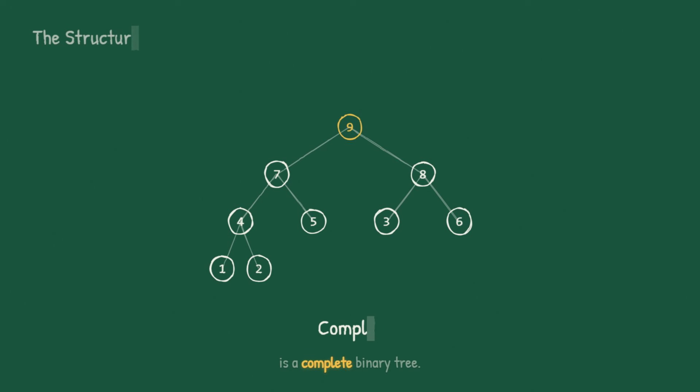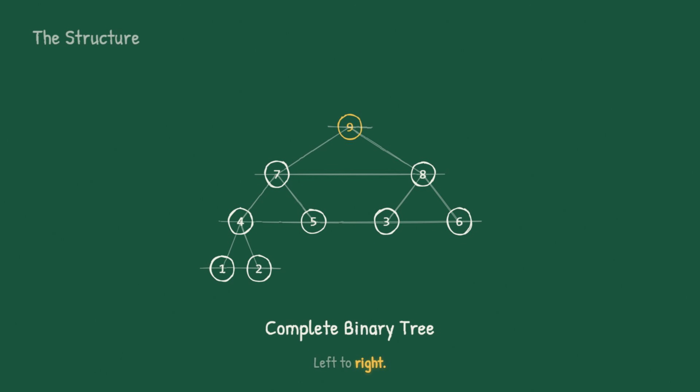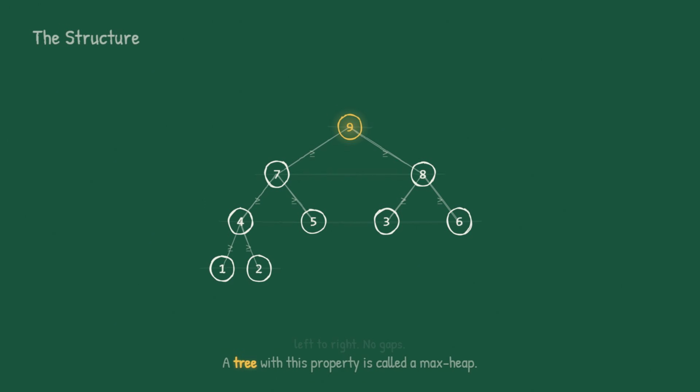This is a complete binary tree. Every level is completely filled, left to right. No gaps, and it has one rule. Every parent is greater than or equal to its children, not just the root. Every parent, every level. That's the heap property. A tree with this property is called a max heap, and the root is always the maximum.